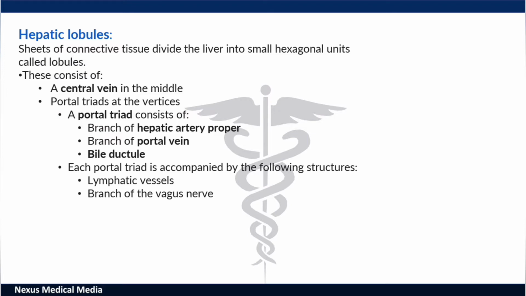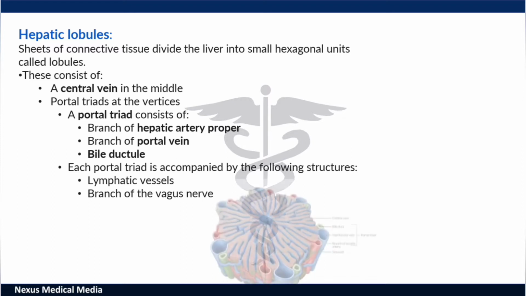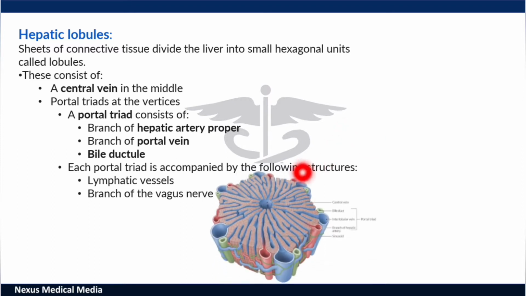That one is actually called a classic lobule. A classic lobule will consist of a central vein in the middle and portal triads at the vertices. So here there is a portal triad, and a portal triad. The portal triad consists of three main things: firstly, the branch of the hepatic artery proper, the branch of the portal vein, and the bile duct. Each portal triad is accompanied by the following structures: lymphatics and the branches of the vagus nerve.